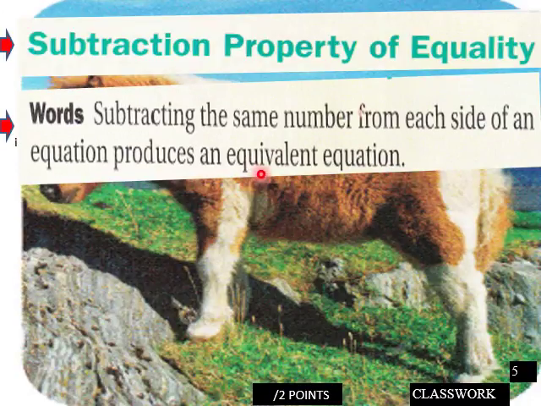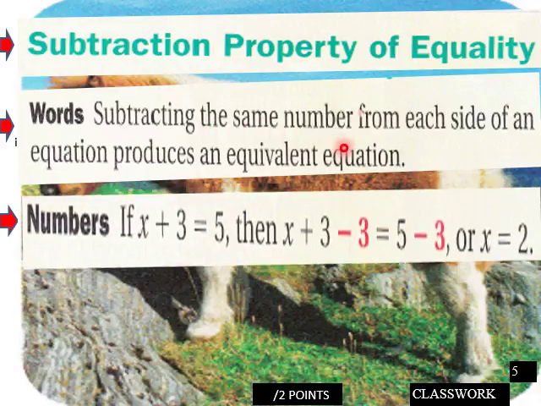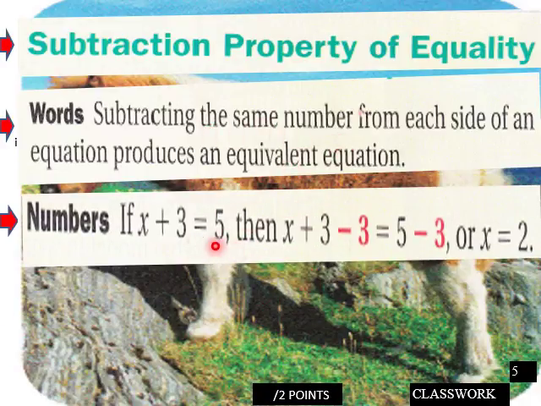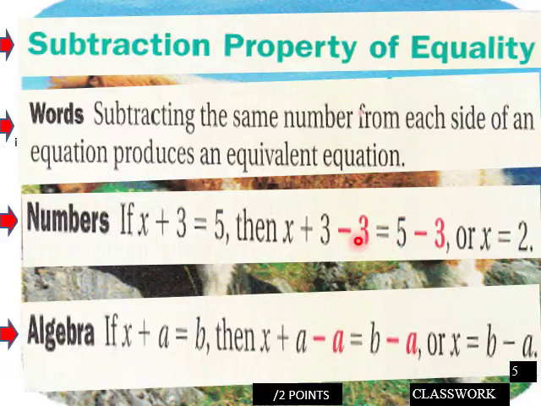Subtraction property of equality. Subtracting the same number from each side of the equation produces an equivalent equation. So this equation here is equal to this equation here. When you subtract 3 from this side and you subtract 3 from the other side, these are equivalent. This is still going to equal the same thing as that. And then you solve it and x equals 2. And then here's the algebraic representation of that: x plus a equals b, x plus a minus a equals b minus a, or x equals b minus a.